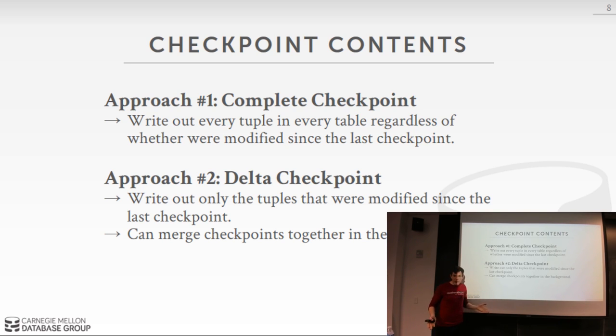The downside is obvious: if your database is 100 gigabytes, and since the last checkpoint you only modified 1 gigabyte, you're going to write out all 100 gigabytes every single time. The alternative is to do a delta checkpoint, which solves the problem I just described. Instead of writing out the entire database in your checkpoint, you just write out the things that actually got changed. You can keep a bitmap to track which things got modified and only write those out.